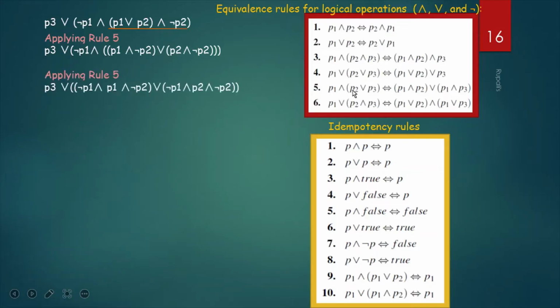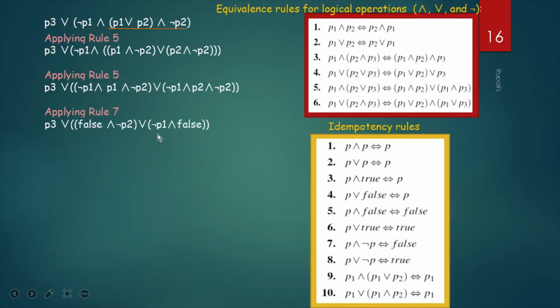I repeat, within the bracket there is or and outside there is and. So here this is one expression, this is one expression. In between these two expressions there is or and outside there is and. So again I am applying rule 5 and I get this expression. Now by applying rule 7, that is P and not P equals false. Here it is not P1 and P1. And also here see P2 and not P2. So these portions are false.